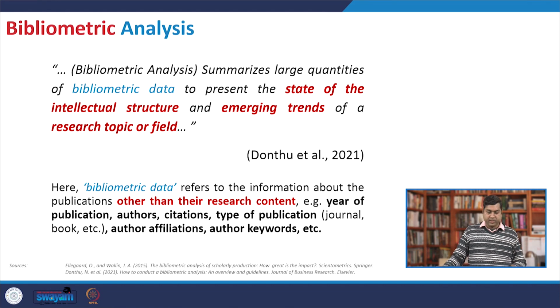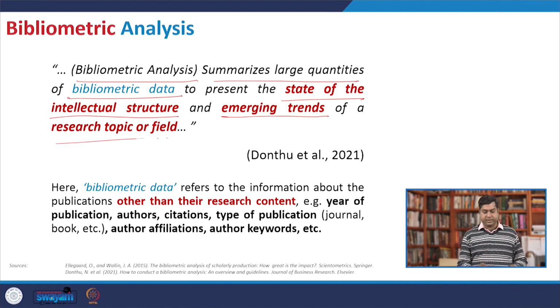Now, what is bibliometric analysis? In this case bibliometric analysis summarizes large quantities of bibliometric data to present the state of intellectual structure and emerging trend of a research topic. So, this is nothing but a part of the review process, where we try to understand the existing knowledge or state of the art in the literature. And what is bibliometric data? That is very important for us.